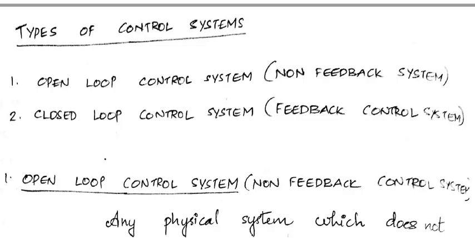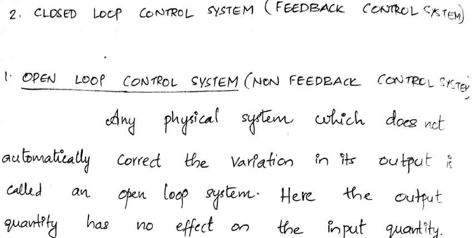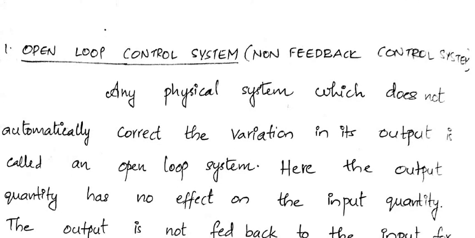Firstly, we'll see what is an open loop control system. In open loop control system, as I told, there is no feedback from output side to the input side. As a result, this kind of system cannot automatically correct the variation in the output. Or we can say that the output quantity has no effect on the input quantity. Why? Because we are not taking feedback from output to the input.